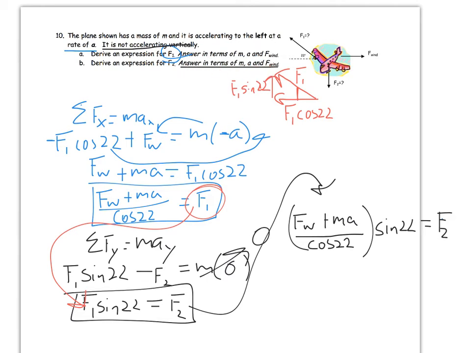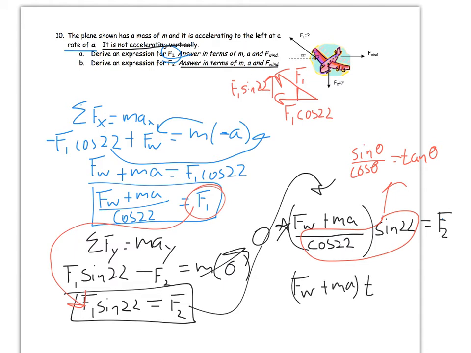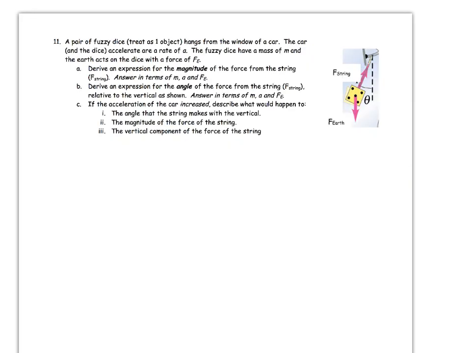Some of you may recognize that sine divided by cosine is simply tangent. And if you do, then you can use this shortcut. If you don't see that, that's obviously quite all right. This answer would be acceptable, or we could rewrite it as FW plus MA times tangent of theta equals F2. So that's getting into a little bit more pre-calc stuff than maybe you are at this point in the year. All right, moving on to my next problem.